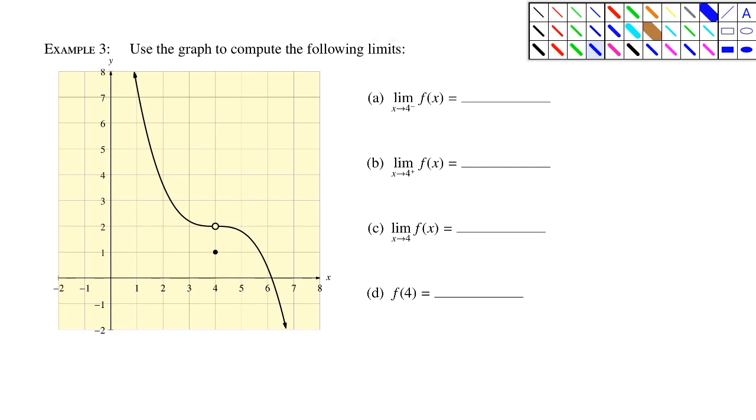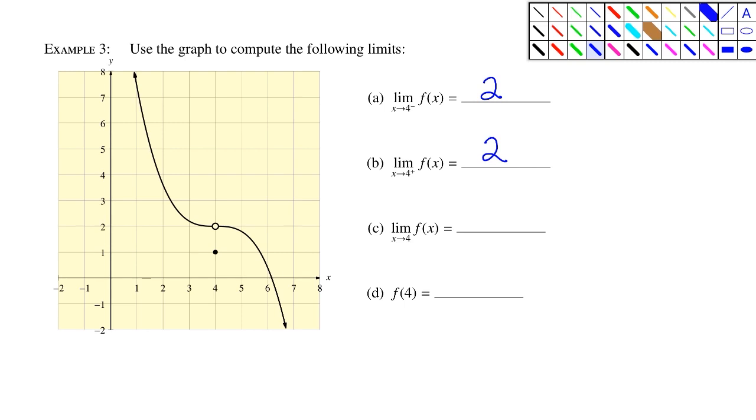Example 3, use the graph to compute the following limits. So example part A, the limit as x goes to 4 from the left. So as I follow the graph down toward where x is equal to 4, we can see that we approach the y value of 2. Part B, the limit as x goes to 4 from the right of f of x. We can see as we trace the graph going back toward x is equal to 4, we get closer and closer to a y value of 2.